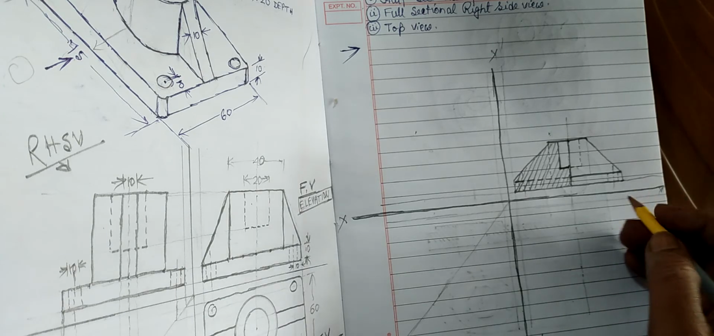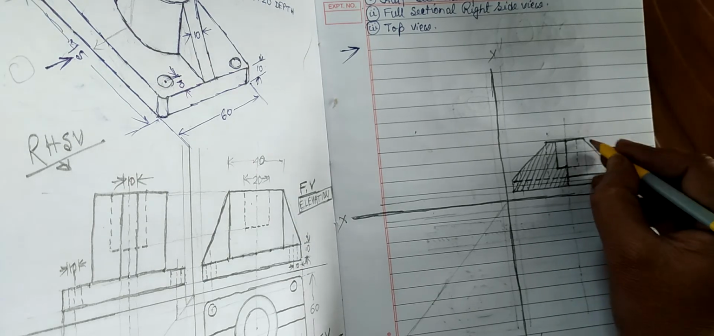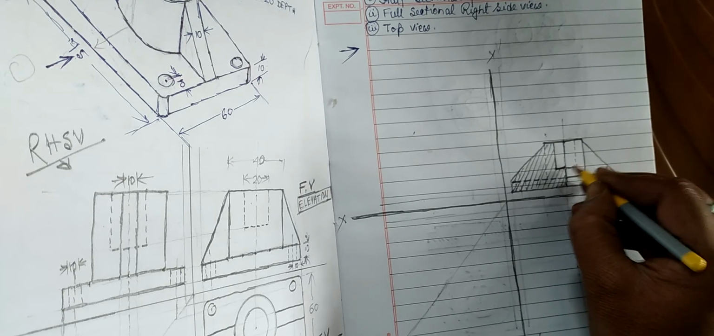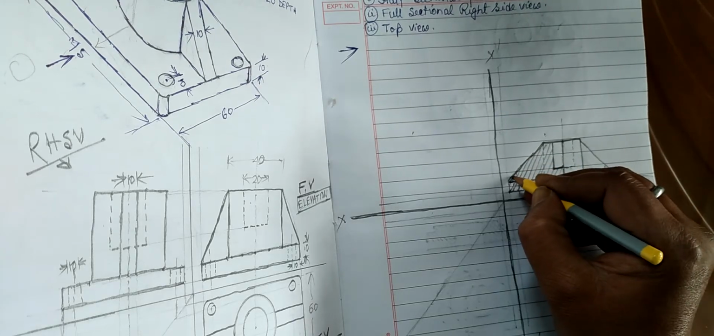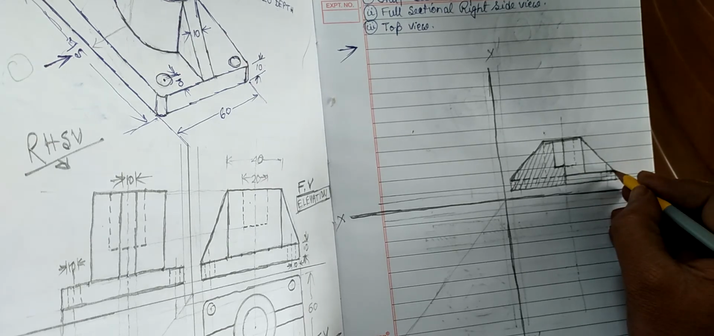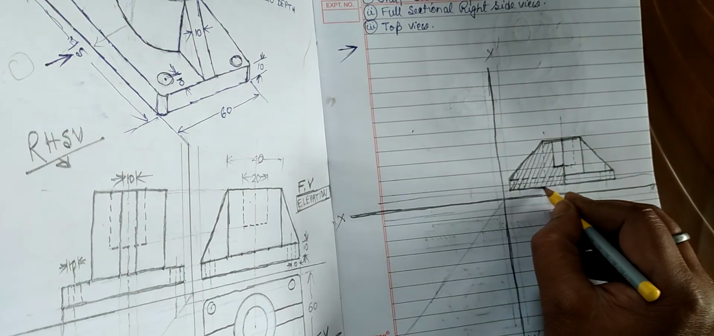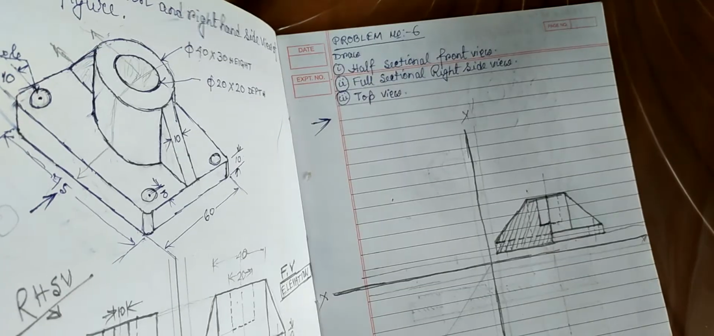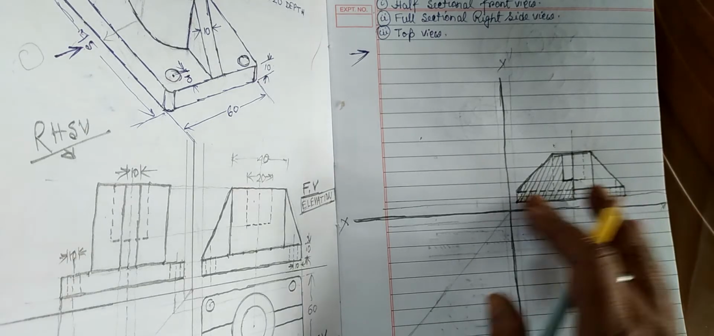What should be the height? Understand? Now this is the half sectional front view of this object. And now give the dimension, put the dimension everywhere.